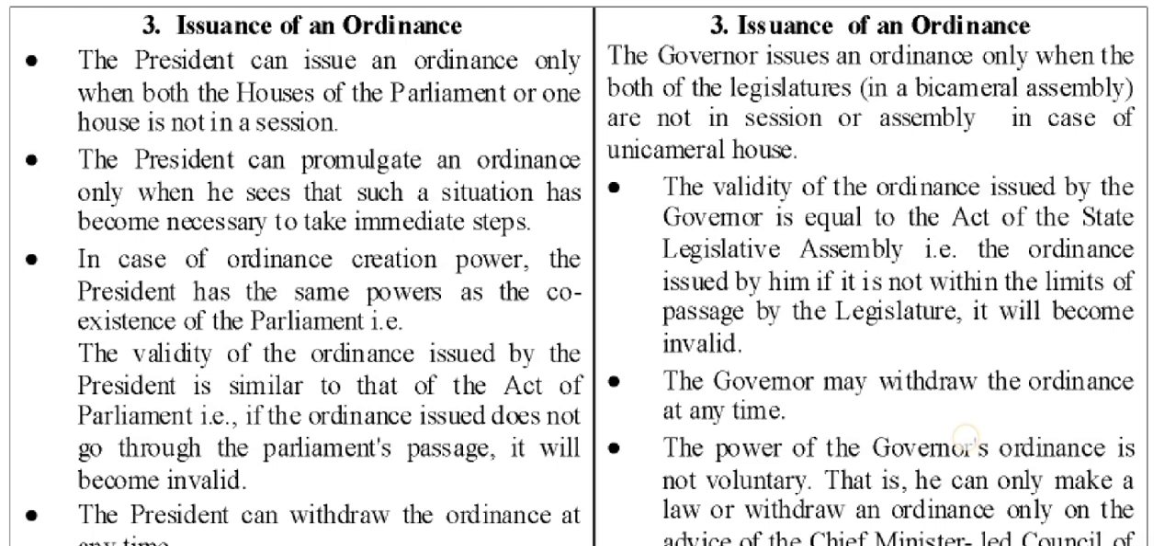Issuance of an ordinance. The Governor issues an ordinance only when both houses of a bicameral legislature are not in session, or the assembly in the case of a unicameral house. The validity of the ordinance issued by the Governor is equal to that of an Act of the state legislature, i.e., if it does not receive the legislature's approval, it will become invalid. The Governor may withdraw the ordinance at any time.